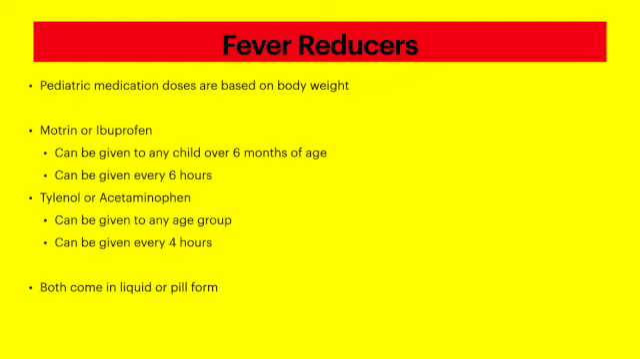Pediatric medication doses are based on body weight. Motrin or ibuprofen can be given to any child over 6 months of age and can be given every 6 hours as needed. Tylenol or acetaminophen can be given to any age group and can be given every 4 hours as needed. Both of these medications come in liquid or pill form.